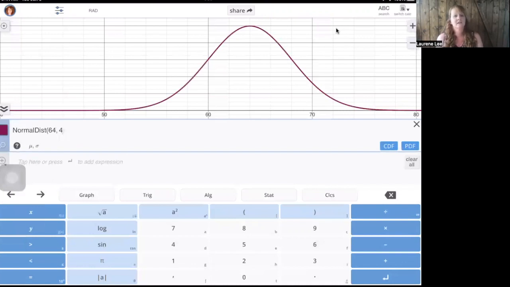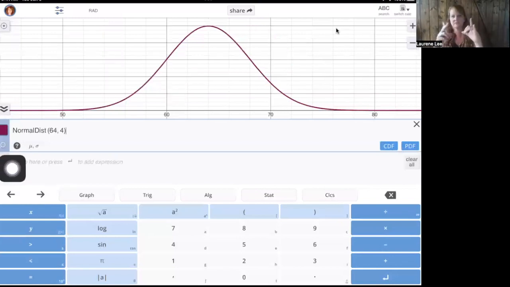Okay. Now, sometimes when you put those numbers in, you don't see a picture. All that means is that your screen is off center. And the way that you center it is this little tiny magnifying glass below your box there. If you tap on that, it will center it for you and show you the picture. Okay. So that's the picture that we drew.